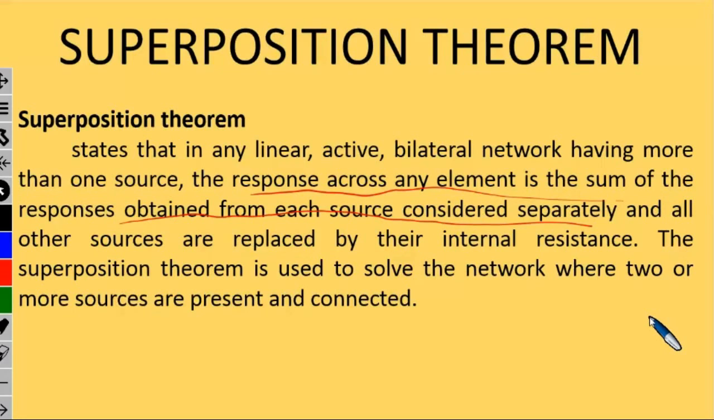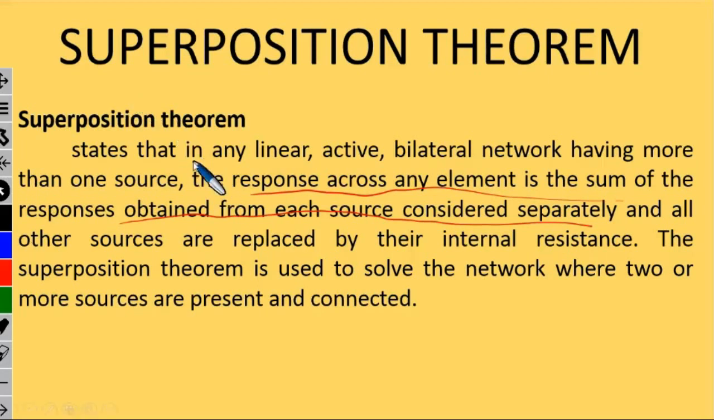The superposition theorem states that in any linear active bilateral network having more than one source, the response across any element is the sum of the responses obtained from each source considered separately, and all other sources are replaced by their internal resistance. The superposition theorem is used to solve networks where two or more sources are present and connected.